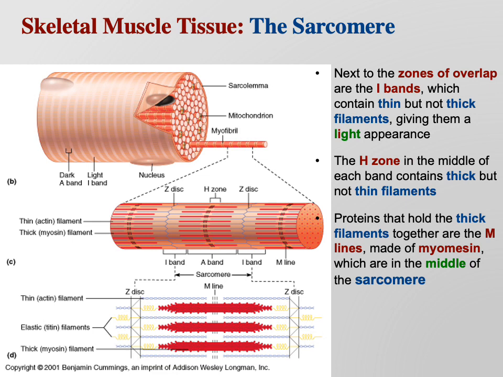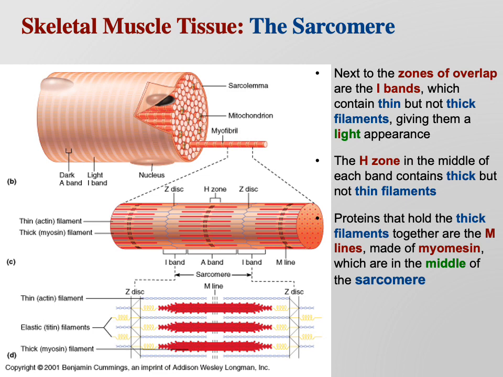So look in the middle diagram. See the Z discs? Those mark the boundaries. Those are the ends of the sarcomere. And see how there are places near the Z disc where there are only light bands, only thin filaments? That would be the I band.